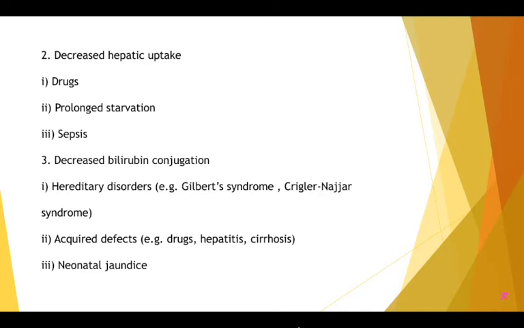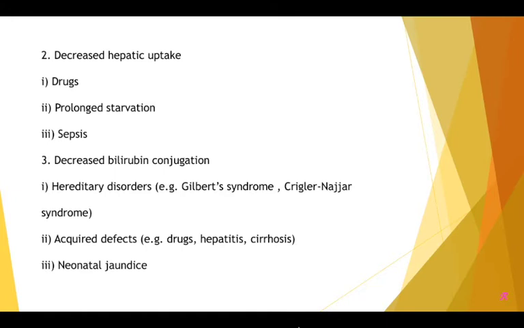What can be the reasons? It can be any hereditary disorders, or it can be any acquired defects, or it can be neonatal jaundice. There are three reasons for that. Okay. So when we look into the hereditary disorders, I have given the examples as Gilbert syndrome, Crigler-Najjar syndrome, etc. I'll not explain more about that. I'll give a short note.